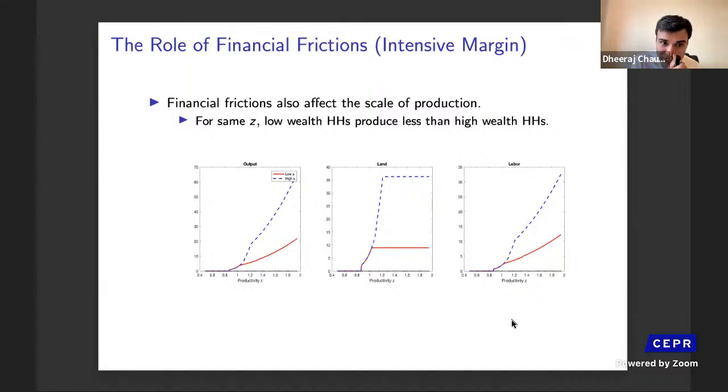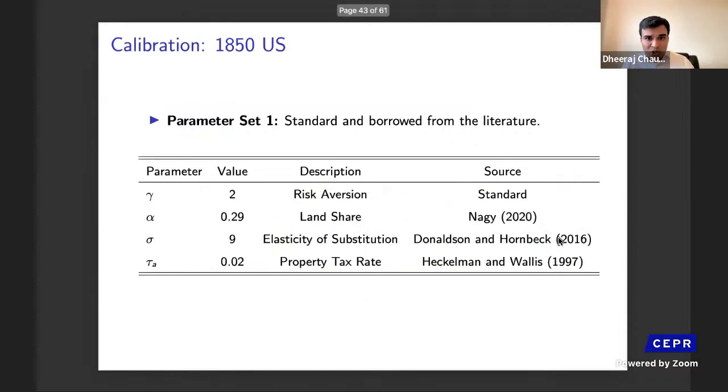So in this figure, the blue dotted line suggests output for high wealth households, and the red line suggests output for low wealth households. After you hit your borrowing constraint, you can only increase your production by hiring more labor as opposed to land. And since you're increasing your production by hiring only one input, you are subject to decreasing returns. So you start producing less. So for the same productivity, at a certain high level, low wealth households produce less as opposed to wealthy households.